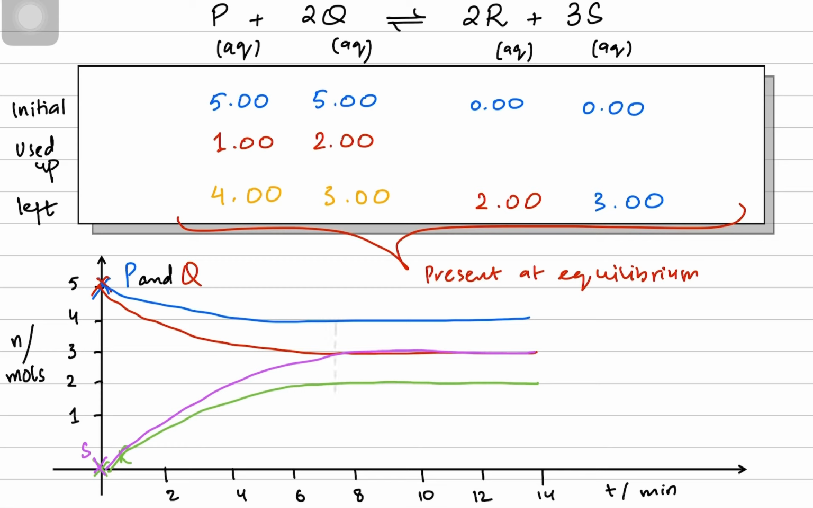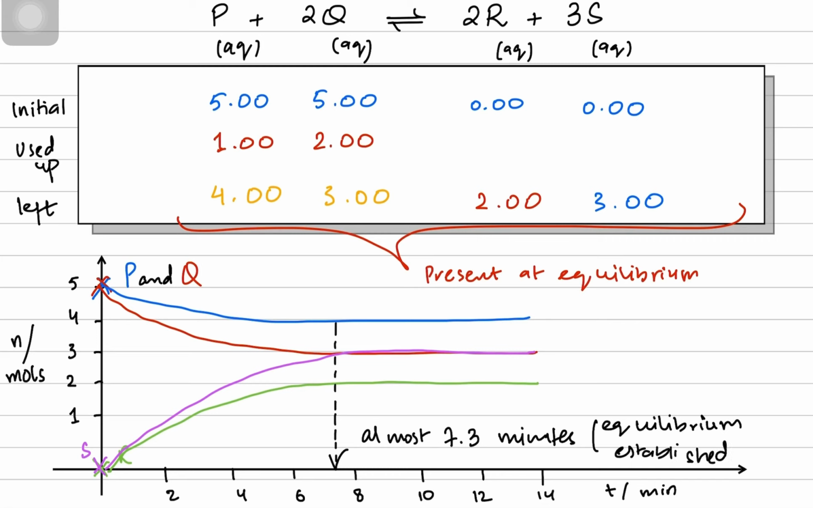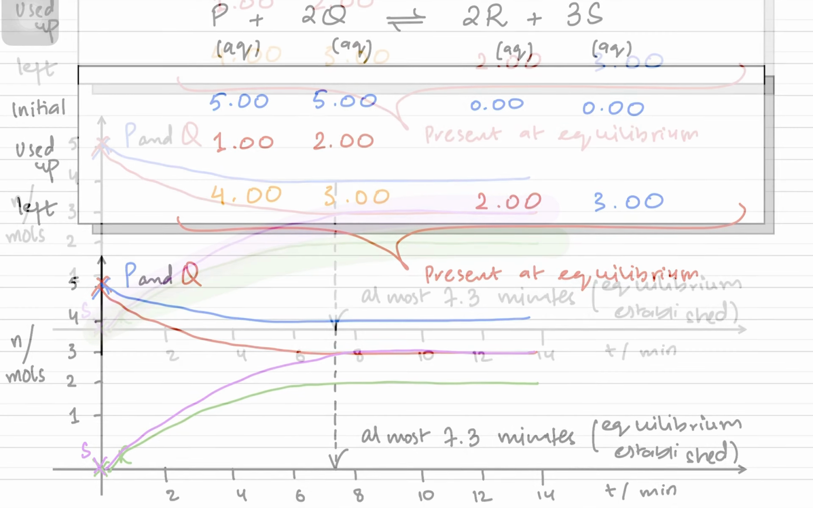You can see the reactants are not hitting 0. Because the reaction is at equilibrium, it reaches equilibrium at around 7.3 minutes, because you can see the concentrations are becoming constant. This means the equilibrium is established at around 7.3 minutes. The rate of forward reaction is equal to the rate of backward reaction.